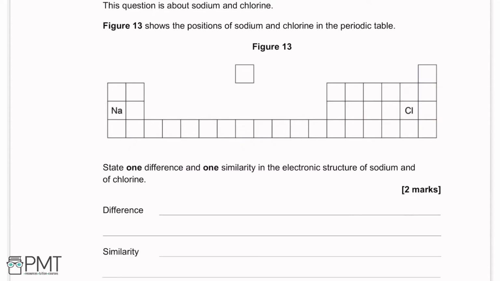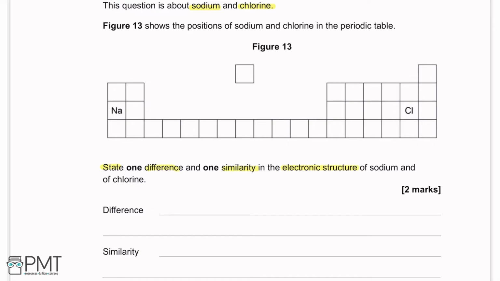This question is about sodium and chlorine. Figure 13 shows the positions of sodium and chlorine in the periodic table. So what we can see in figure 13 is we've got sodium here, Na, and chlorine here, Cl. The question asks us to state one difference and one similarity in the electronic structure of sodium and chlorine.